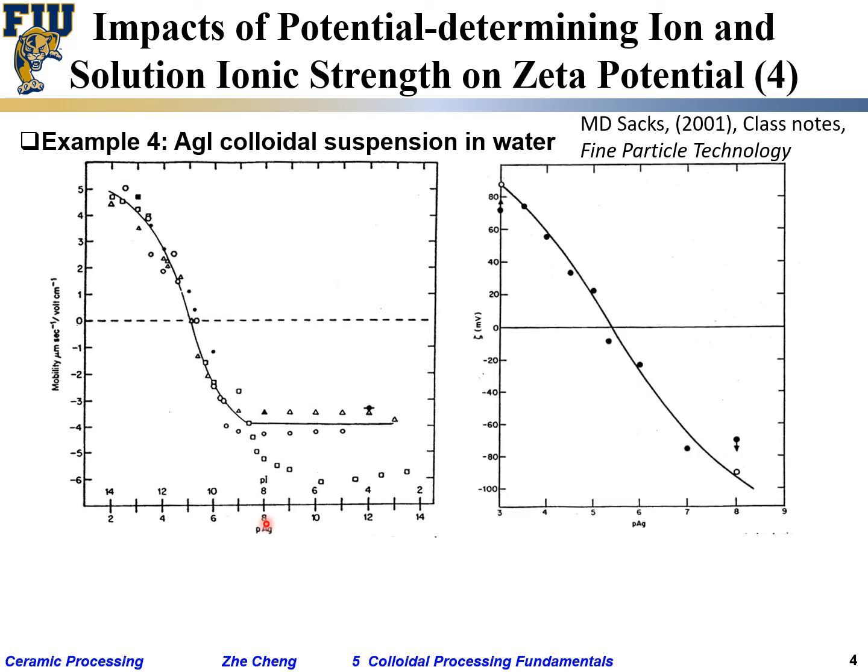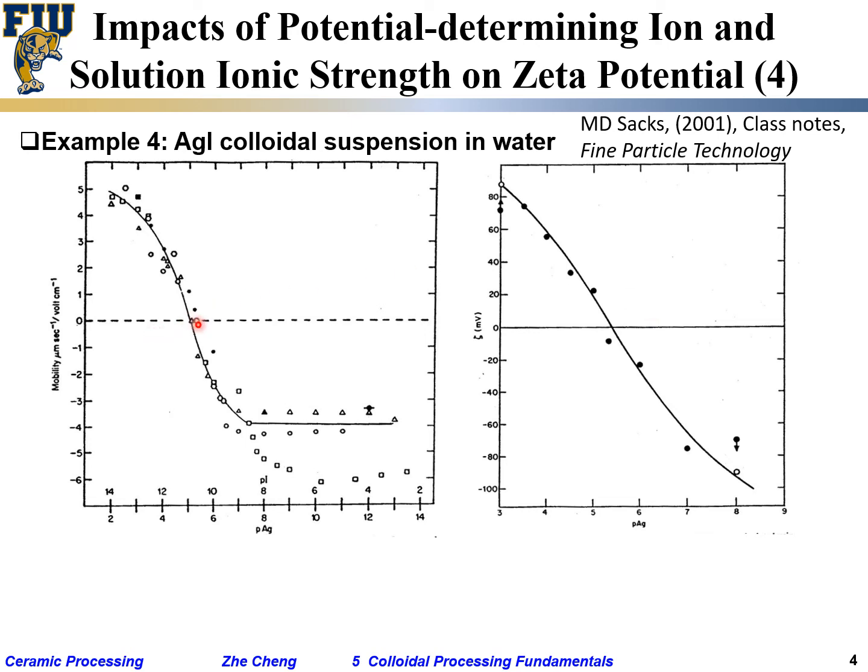So the other one is zeta potential against PAG. Essentially what we see is at a certain PAG, our zeta potential is 0. And when zeta potential is 0, it also has very low mobility. Zeta potential is 0, it doesn't move very fast. Make sense? Why, when zeta potential is 0, does it have very low mobility?